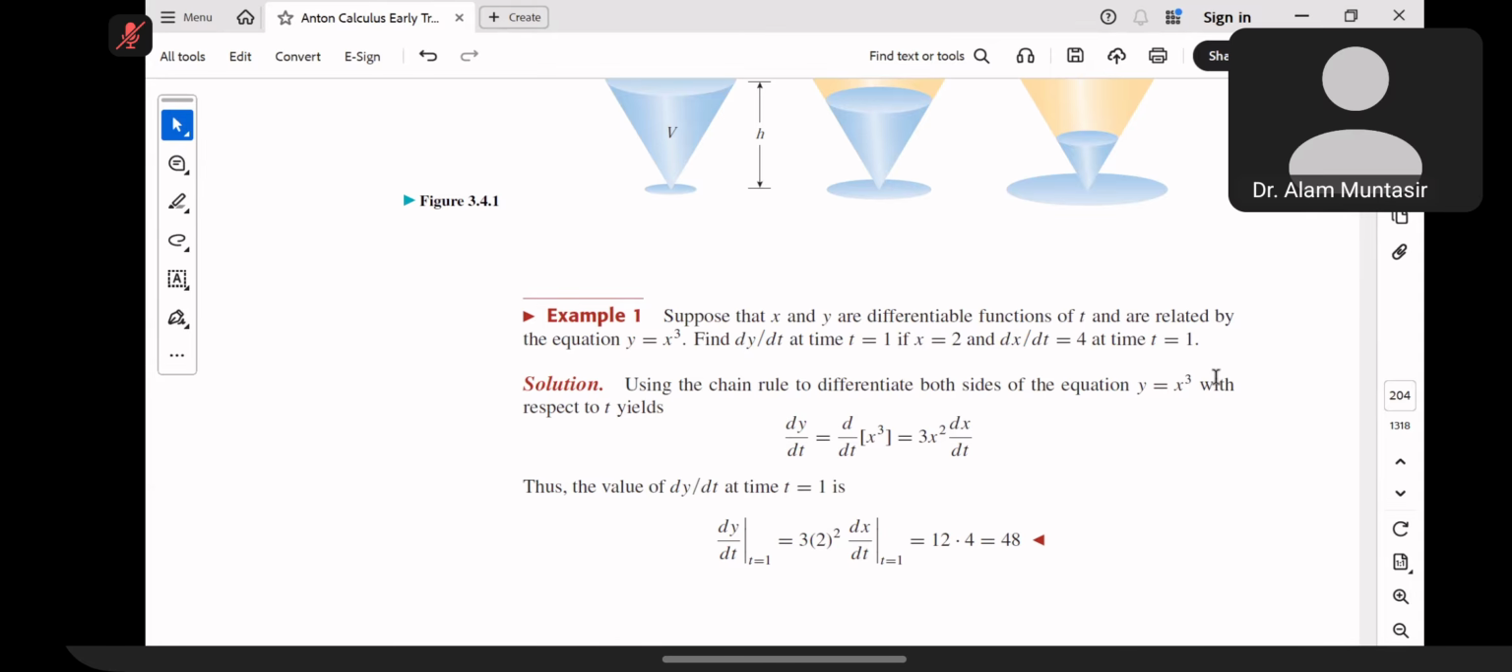So after taking the differentiation using chain rule, we have dy by dt equal to 3x square into dx by dt. So when x equal to 2, dx by dt equal to 4. So just replace the values and eventually you will get dy by dt equal to 48. Do you understand? Is that clear?